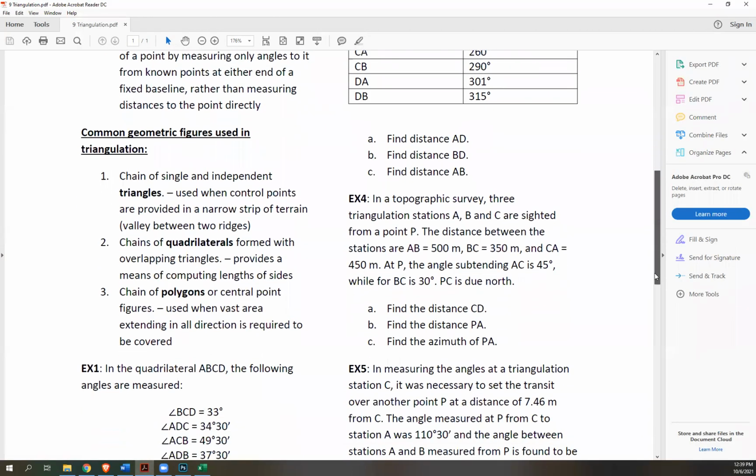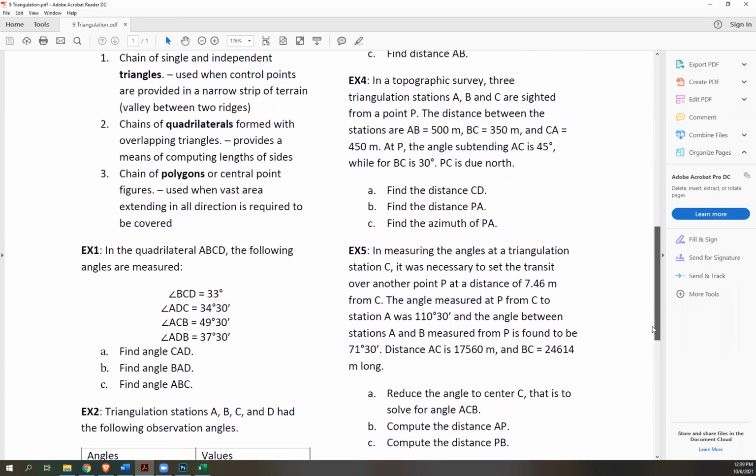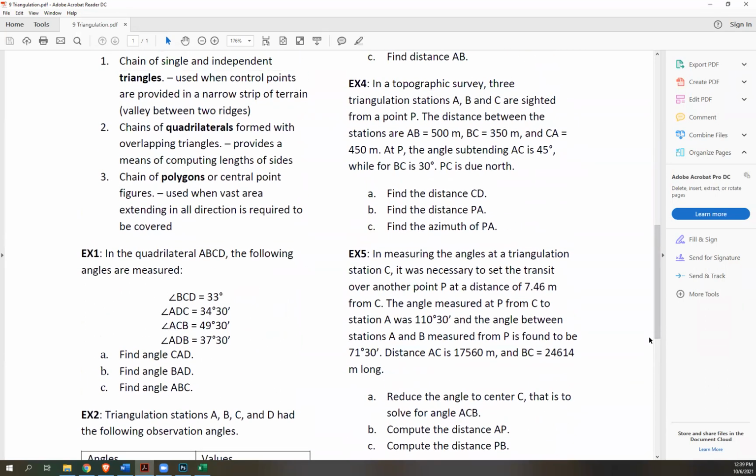Now for us to better understand the concept of triangulation, let's have this example. Example 1: in the quadrilateral ABCD, the following angles are measured. Angle BCD is 33 degrees, ABC is 34 degrees 30 minutes, ACB is 49 degrees 30 minutes, and ADB is 37 degrees 30 minutes.